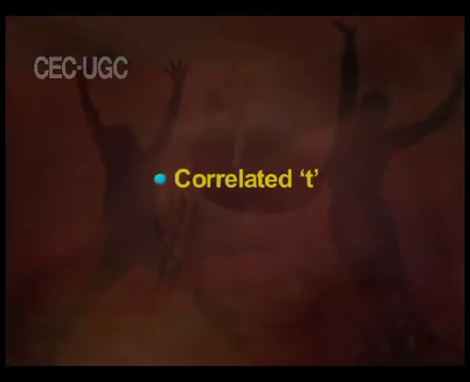When we administer a test on the same group of subjects twice or use two different tests on them, then we calculate the t-test, which is called correlated t. Consider the table on the screen which shows the scores of a group of subjects in a mathematical test under stress and non-stress conditions. We will examine whether scores in the two conditions differ significantly or not.